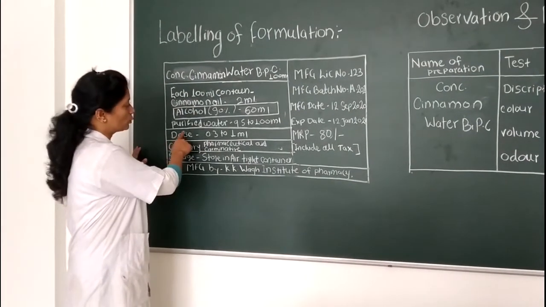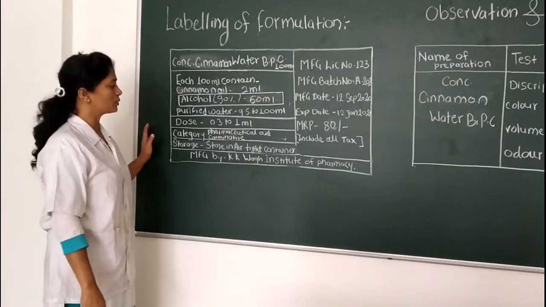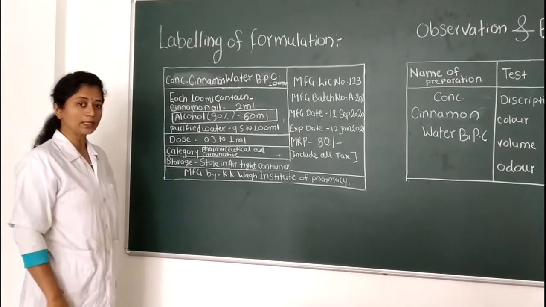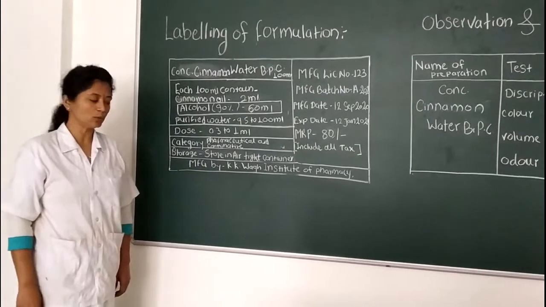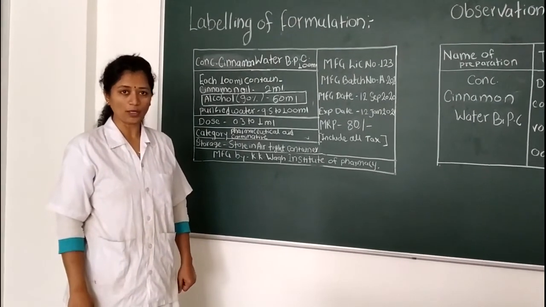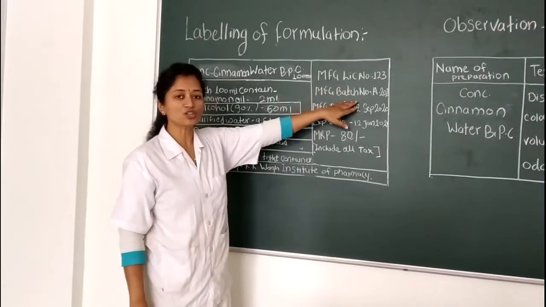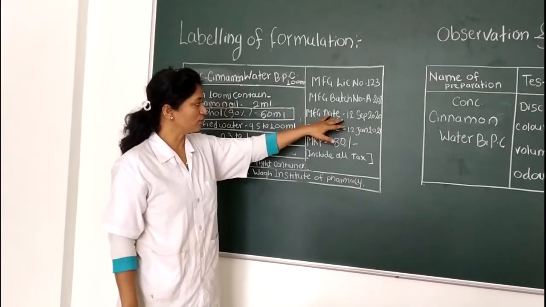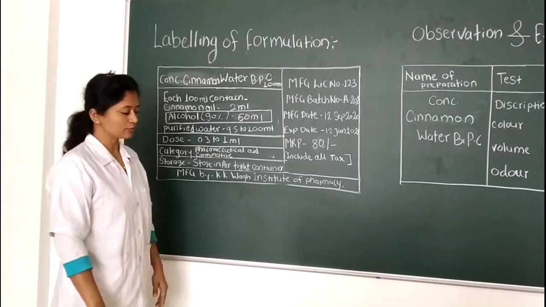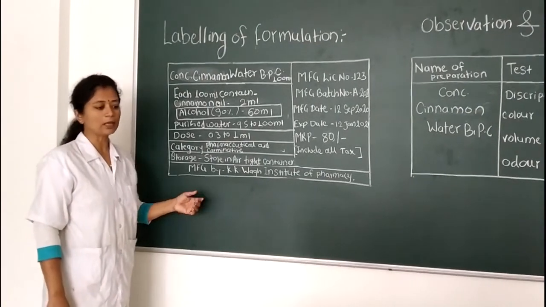Then next is our purified water, quantity sufficient to 100 ml. Then dose of our preparation is 0.3 to 1 ml. Category: pharmaceutical aid and carminative. Then storage: stored in an airtight container because it contains the volatile oil terpenes. Then manufacturing license number, manufacturing batch number, date of manufacturing, date of expiry, and maximum retail price. And the last one is the name of the manufacturer, which will be mentioned at the bottom of our label.